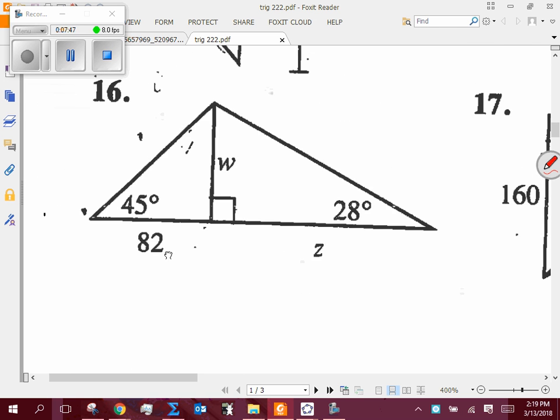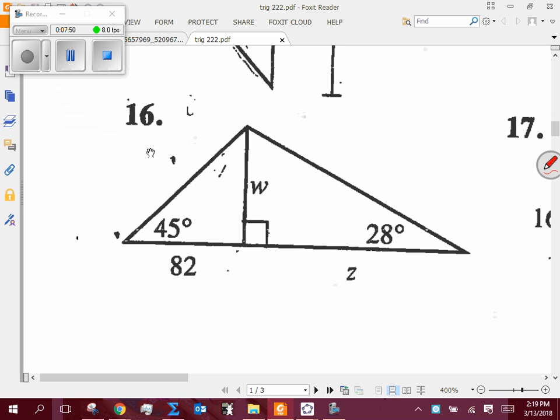Let's do 16, because with 16 we can do both. What kind of triangle is this? Right triangle. But it's a 45, 45, 90, right? So this side has got to be 82. Now, that's fine if you saw that, but if you didn't see that, let's take that 45. Can I say the tangent of 45 is equal to W over 82?